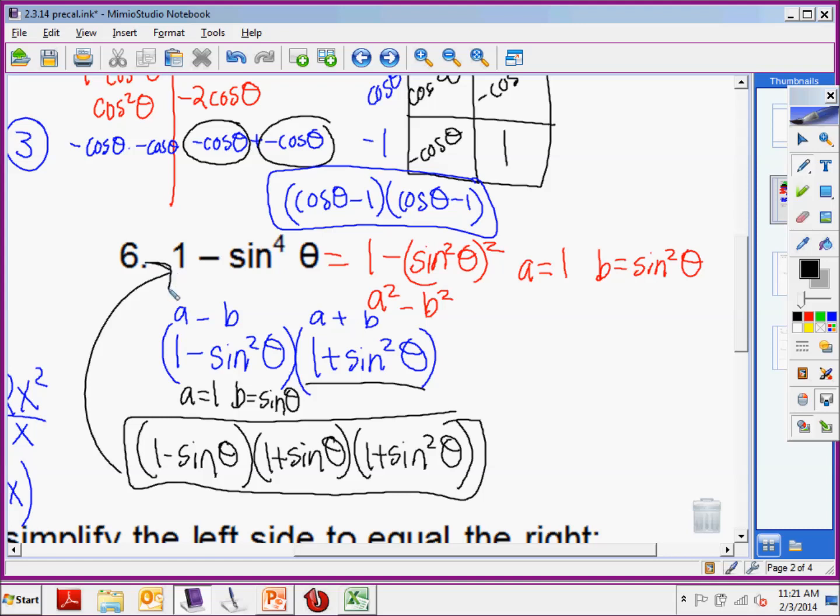Yes. Oh, okay. What do you do with the 1 plus sine theta? It stays, because the rule is difference of squares, and this is a sum of squares. So this stays as is. Since it's not being subtracted, that's why it's going to stay the same.